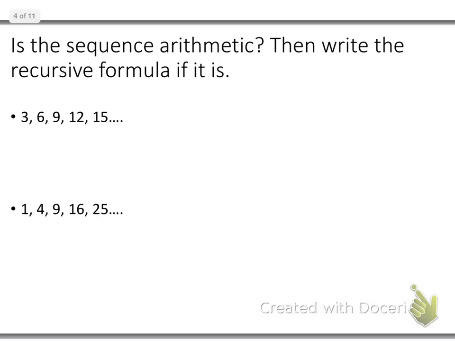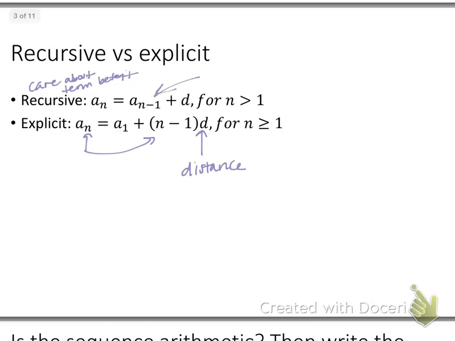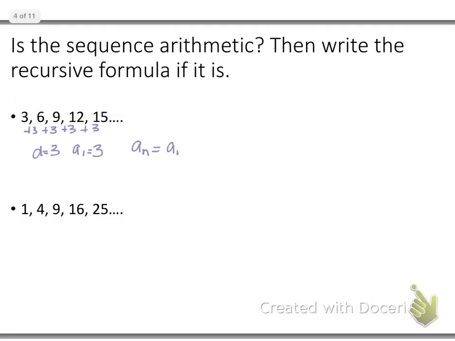So is the sequence arithmetic? Then write the recursive formula if it is. They need to be either adding or subtracting by a constant for it to be arithmetic. In this situation, you can see that we're adding 3 each time, so the distance is going to be 3. My a sub 1, or my first term, is 3. When we write our recursive formula, we care about what's happening before it, and then what we're doing from that term to the next one. So a sub n equals a sub n minus 1, that means it's recursive, plus 3, because we're adding 3 to each term to get to the next one.